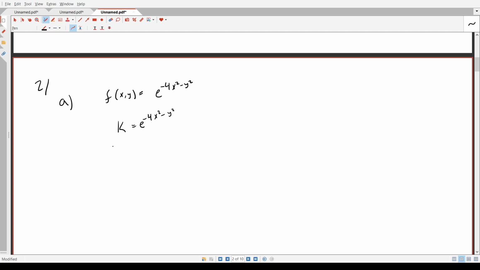I'll take the natural log of both sides. So this is minus 4x squared minus y squared. And then let me just move everything around. So I'm going to have 4x squared plus y squared equals minus ln of k. Or actually, if I rewrite this, I have x squared plus y squared over 4 equals 1 over 4 ln of 1 over k.